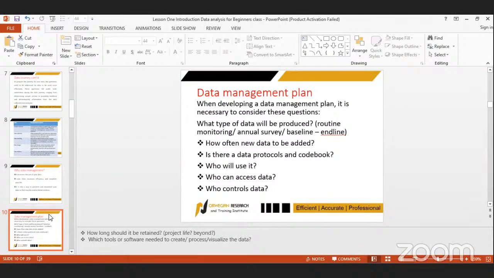Is there a protocol or a code book system in my organization that is supposed to be used for categorizing the categorical variables? Who will be responsible? Who has access, and who has all the rights and control over the data? That is in the data management plan. Every organization must ensure that a proper data management plan is in place to aid the process of data collection, data storage, and data analysis.